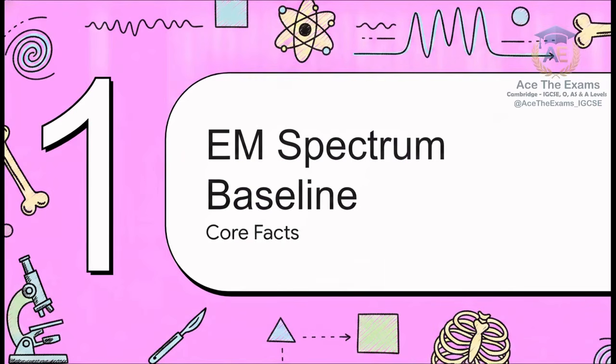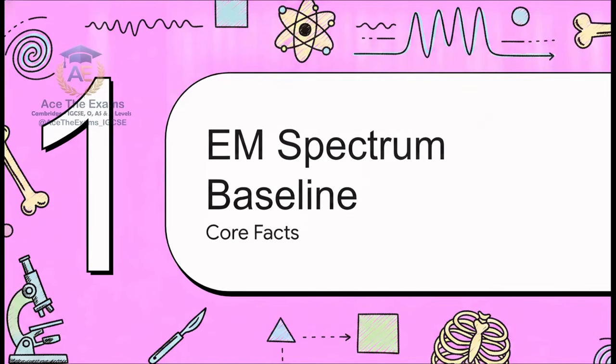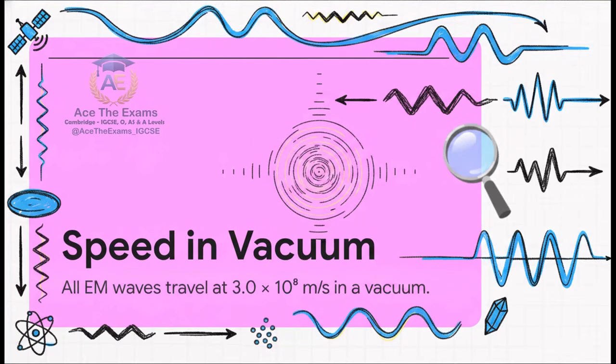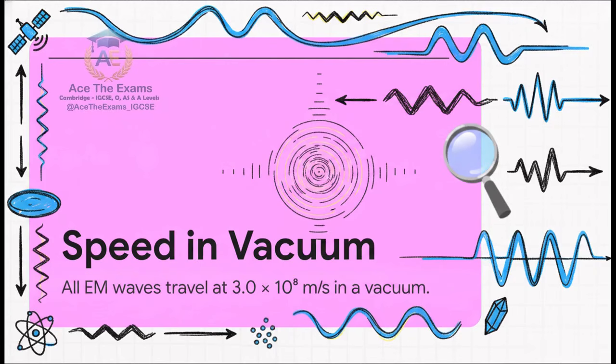All right, Section 1, the EM spectrum baseline. Before we can even begin to apply complex exam strategies, we absolutely must establish the foundational anatomy of our subject. Okay, look closely at this absolute constant right here: 3.0 times 10 to the power of 8 meters per second. This is the constant universal speed at which all electromagnetic waves travel through a vacuum.